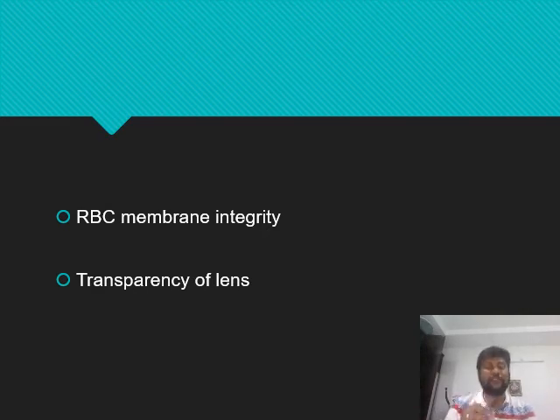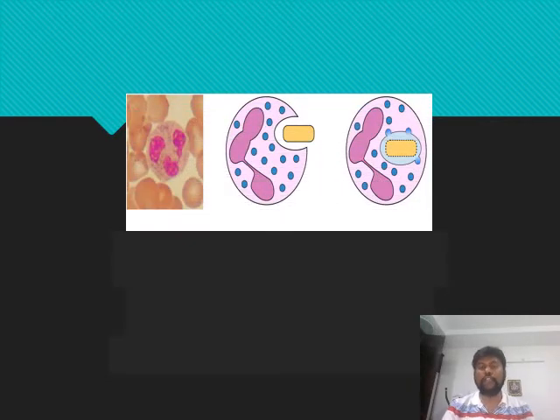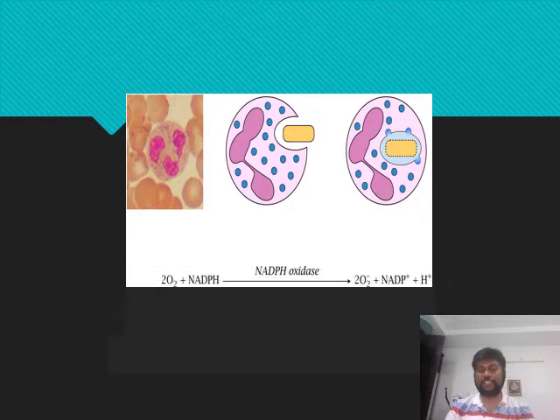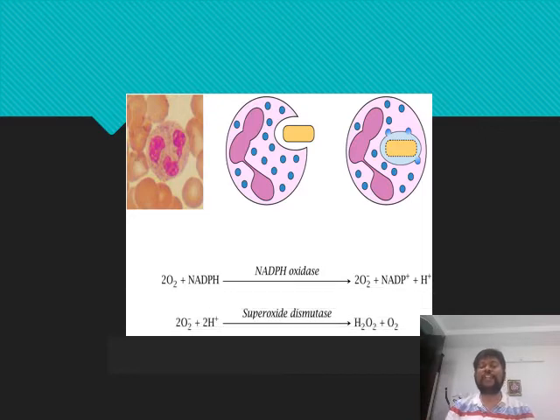Apart from removing free radicals, sometimes our NADPH can be used for producing free radicals, especially within the macrophages. These macrophages have one of the unique enzymes called NADPH oxidase. This NADPH oxidase reduces molecular oxygen and converts it into the free radical superoxide radical. This superoxide radical in turn will be acted upon by superoxide dismutase to form hydrogen peroxide.